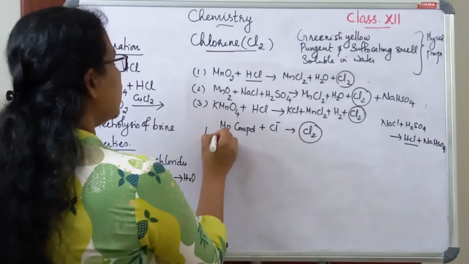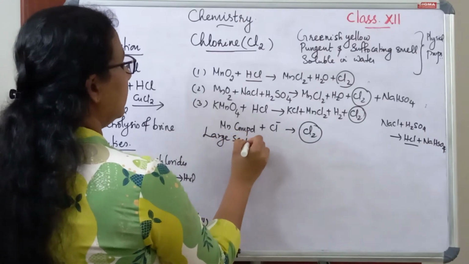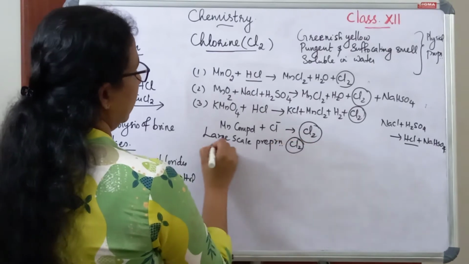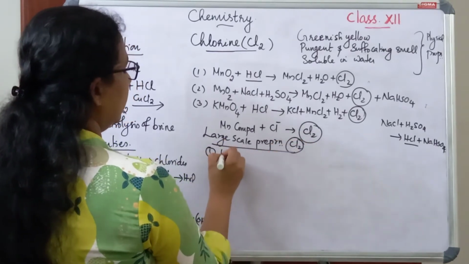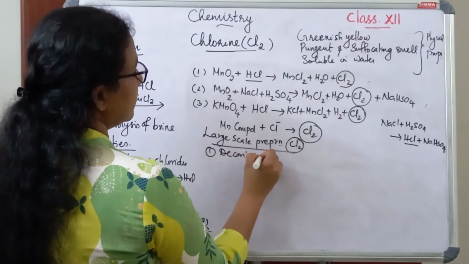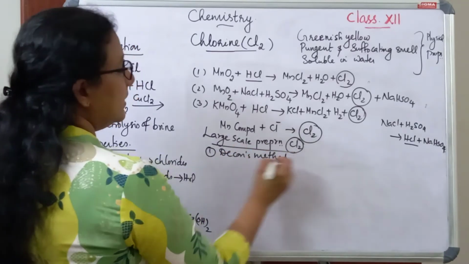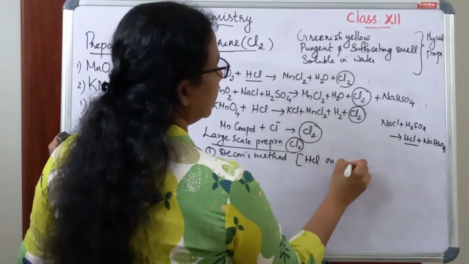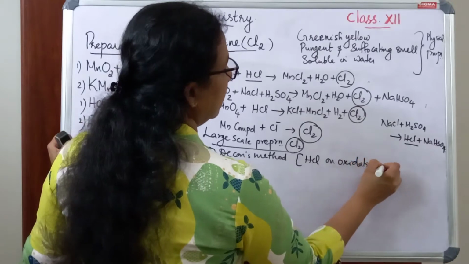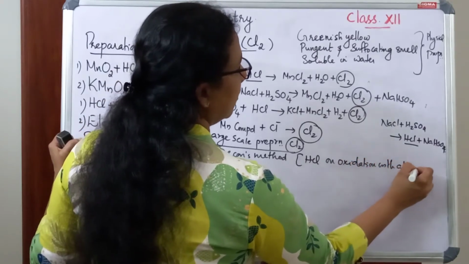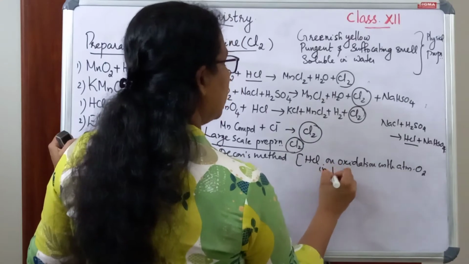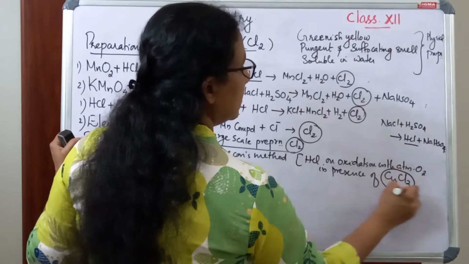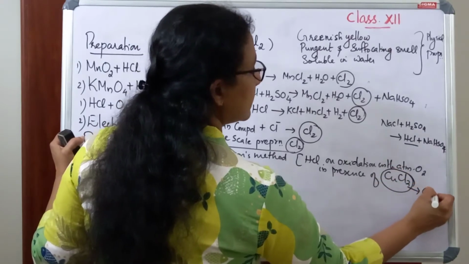Now let's see large scale preparation method. Large scale preparation of chlorine. Here the first method is called Deacon's process or Deacon's method. In this case HCl undergoes oxidation with atmospheric oxygen in presence of CuCl2. So this is important. CuCl2 is used as a catalyst here.